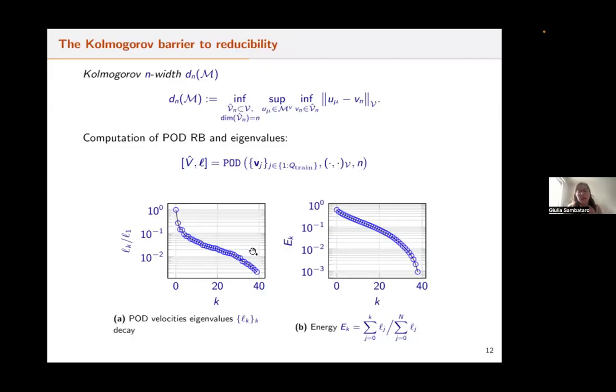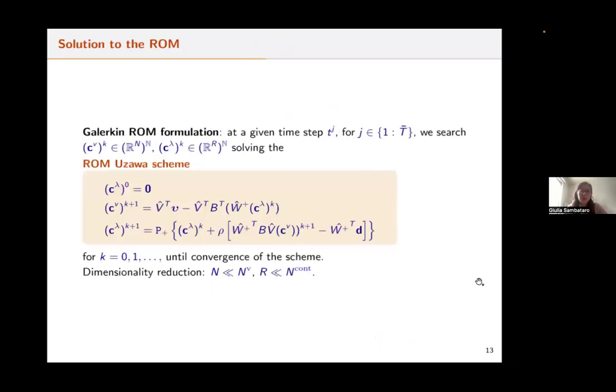And so you can see the eigenvalue decay is quite slow, and this motivates further research on nonlinear approaches. So I'll talk about it later. Here I'm summarizing the reduced order model once we have constructed the reduced basis. And so I had a high fidelity Uzawa scheme.